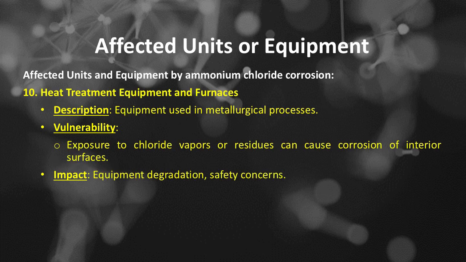Number 10 is heat treatment equipment and furnaces. Description: equipment used in metallurgical processes. The vulnerability of ammonium chloride corrosion to heat treatment equipment and furnaces includes exposure to chloride vapors or residues can cause corrosion of interior surfaces. The impact: equipment degradation, safety concerns.